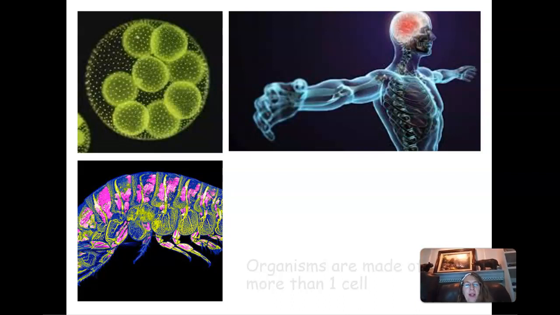Multicellular organisms are made of more than one cell. And so, of course, we are made of more than one cell, and we have many cells that are differentiated to do different things. When we have a bunch of cells together, we have a tissue. When we have a bunch of tissues that work together, we have an organ. And when we have a bunch of organs that work together, we have an organ system.